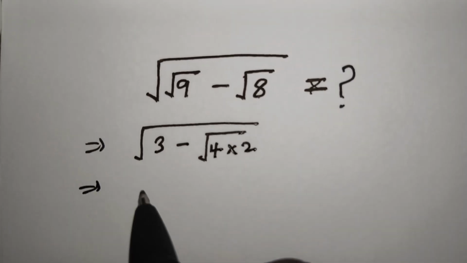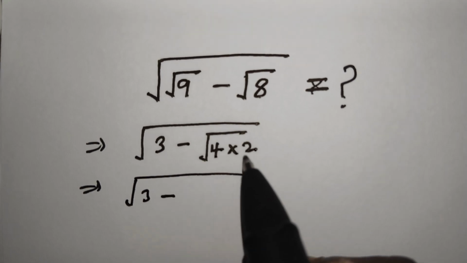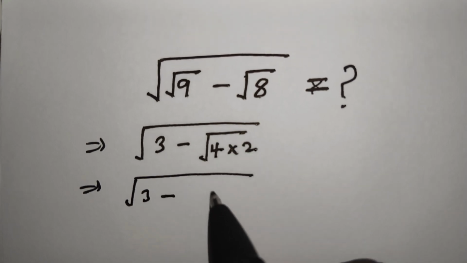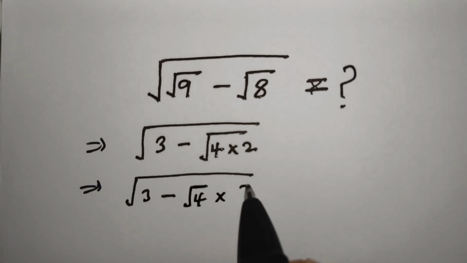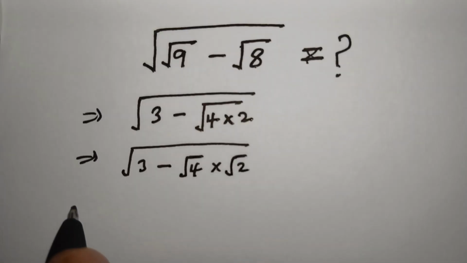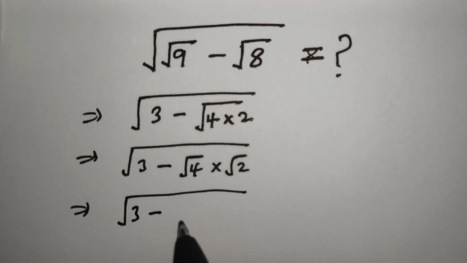This implies that square root of 3 minus square root of 4 times 2, also could be written as square root of 4 times square root of 2. This implies that square root of 3 minus what is square root of 4? That is 2 times square root of 2.